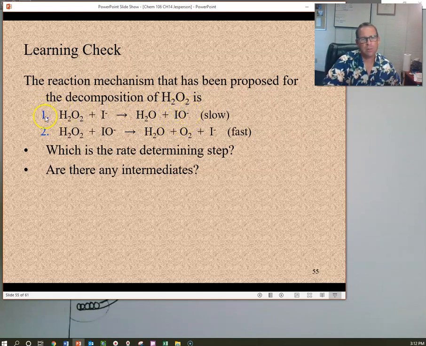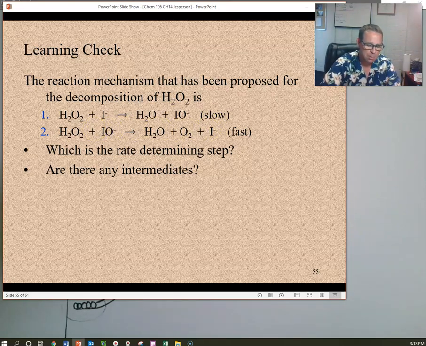That's the first step in the process. And then the second step is a second hydrogen peroxide molecule interacting with the IO minus ion to form water and oxygen, and then forming the I minus ion. Okay? So this is one chemical reaction, but it's occurring in two steps.